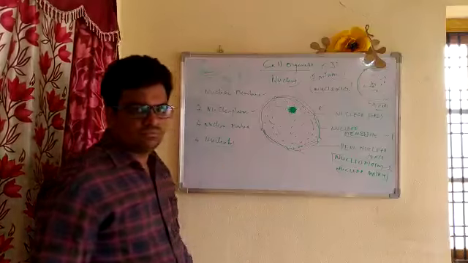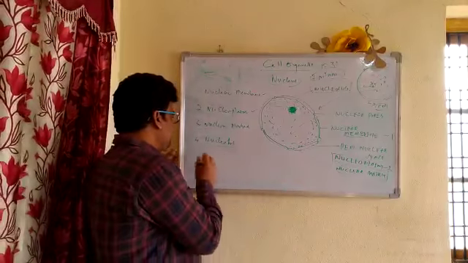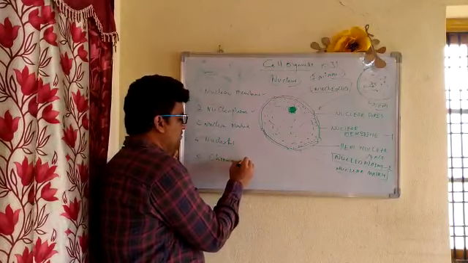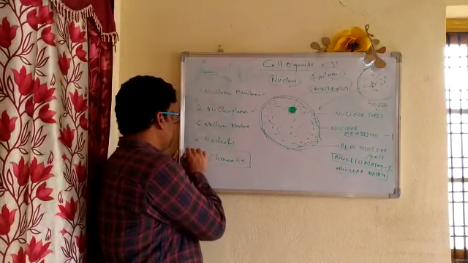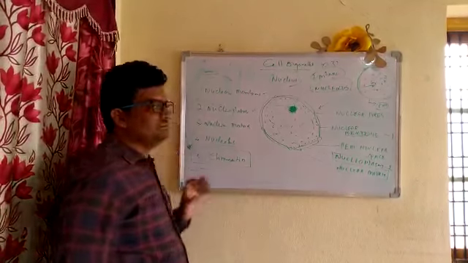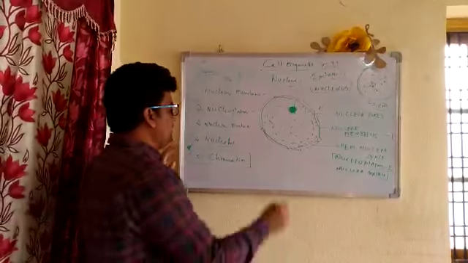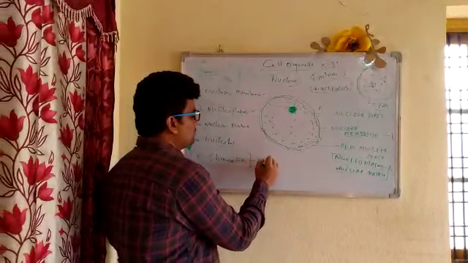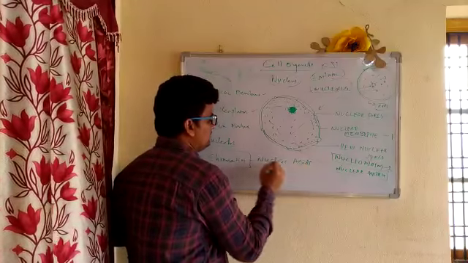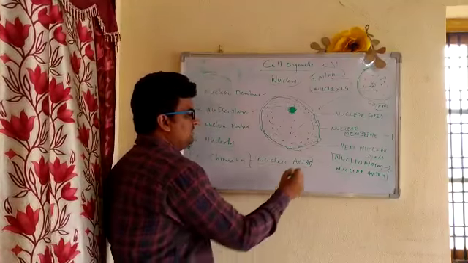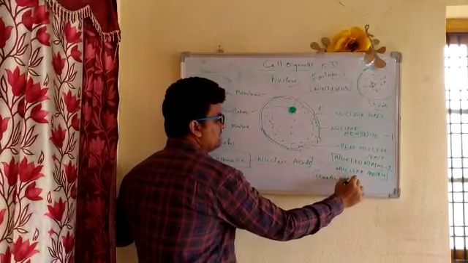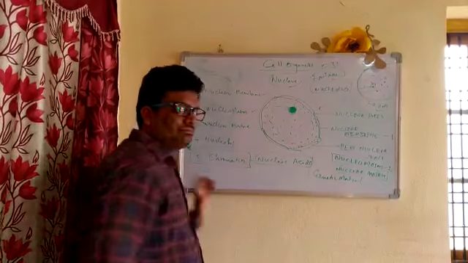The fifth part, the major part, is chromatin. It is a very important part of the nucleus, because chromatin is made up of nucleic acids. What are these nucleic acids? They are also called genetic material.